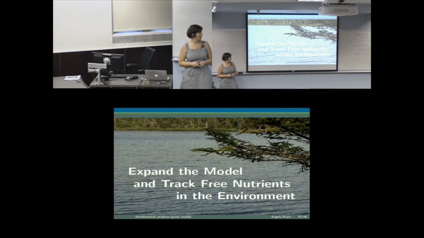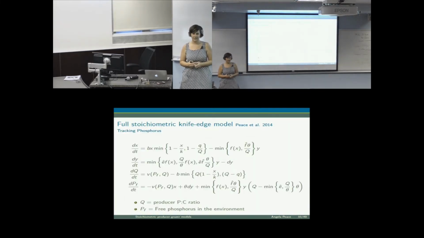And you can see that model right here. Okay? So these first two equations are the same. The first one looks a little different, but it's the same as it was before. Here you have the population of algae. Here you have the population of Daphnia. And I have two new differential equations. One's the quota, or the phosphorus to carbon ratio of the producer, Q. The second new equation is the amount of free phosphorus in the environment, PF here.